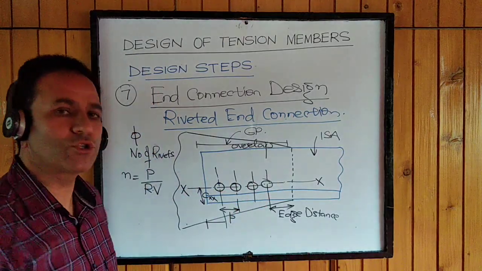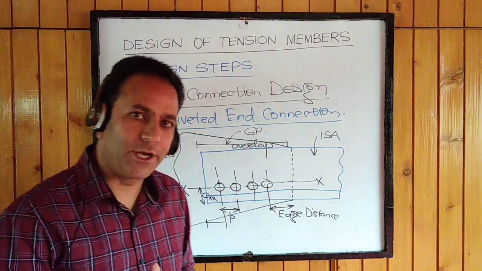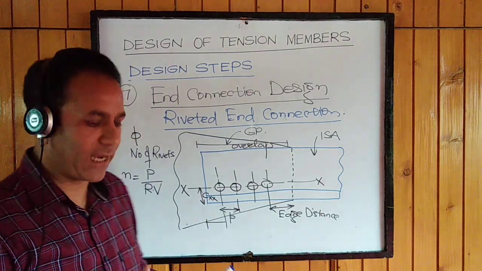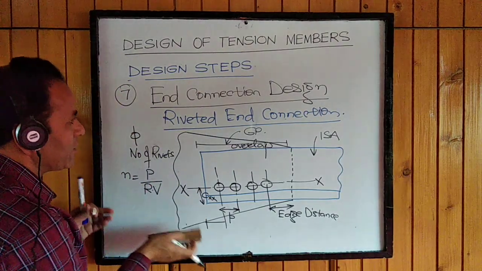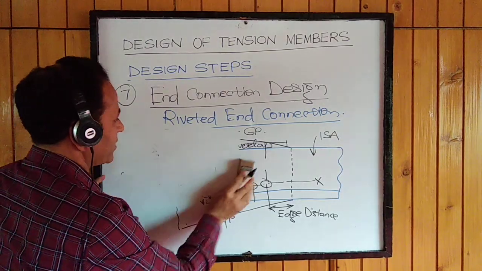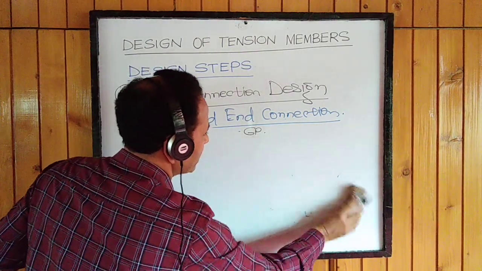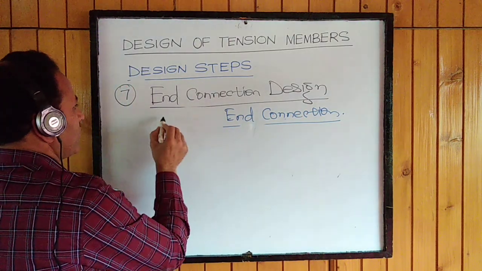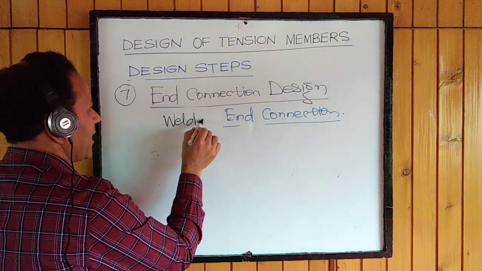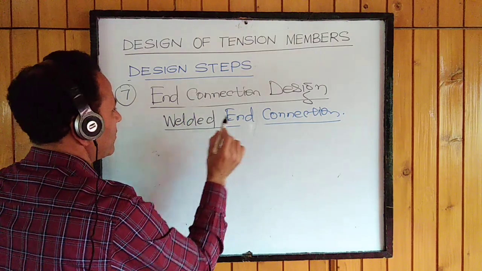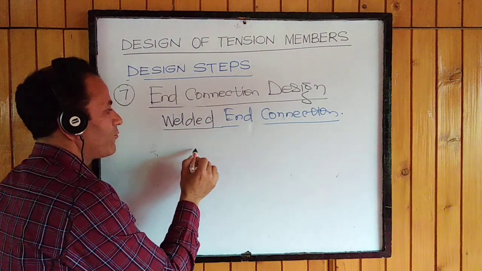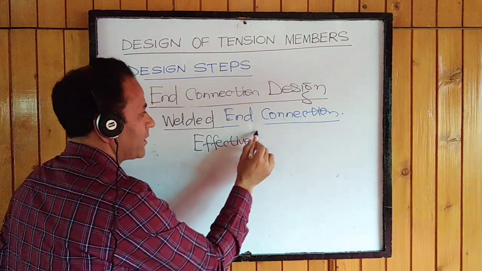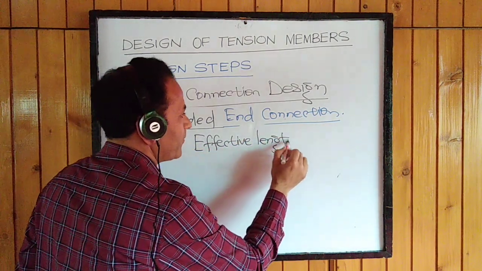How much overlap is required to be provided so that such end condition is properly designed and implemented. So it may not necessarily be a riveted end connection always. If it is a welded end connection, if we have to provide a welded end connection, then in that we'll have to calculate the effective length of the weld.